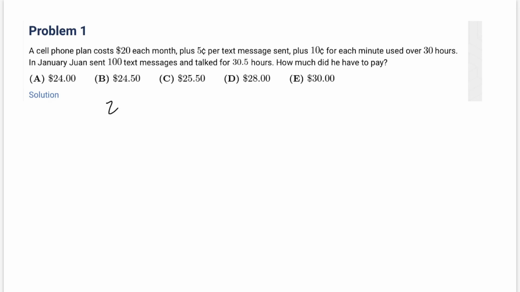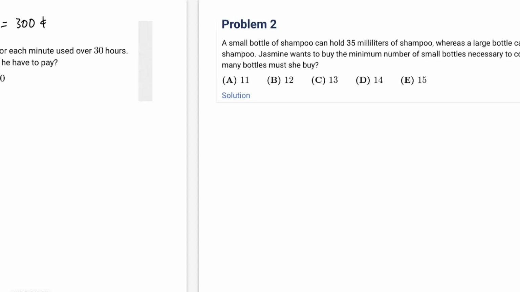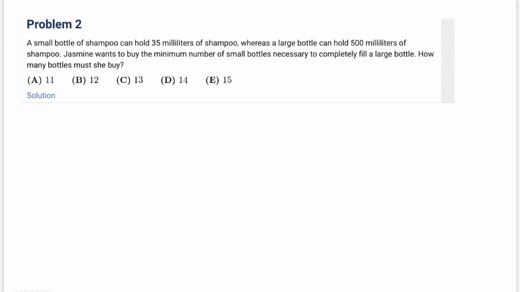So he has the base fee, $20, plus 5 cents per text message, but he sent 100, so 500 cents. So this would be $5. $5 plus 30.5 hours means 30 hours plus 30 minutes. So 30 minutes times 10 cents would be 300 cents. So this is $3, right? So this is 3. This is 28. The answer is D.